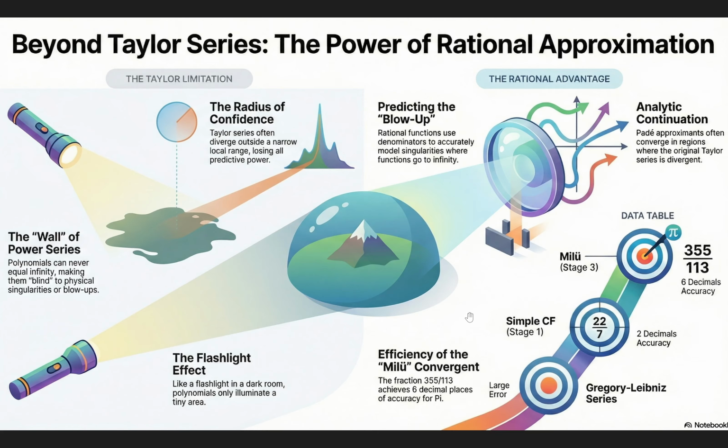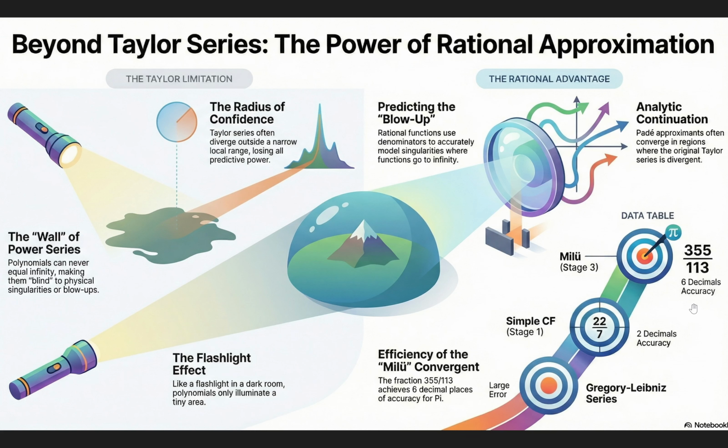We saw that efficiency in action with pi. 22 over 7 was okay, but 355 over 113 was a masterpiece. A total masterpiece, and we saw that deep connection to the odd squares with Lord Brouncker's pattern. Then finally, we scaled that up to the Pade approximant. We realized that by dividing polynomials, we gain the superpower of modeling singularities. We can predict the poles, we can see past the radius of convergence, we can see the global truth.